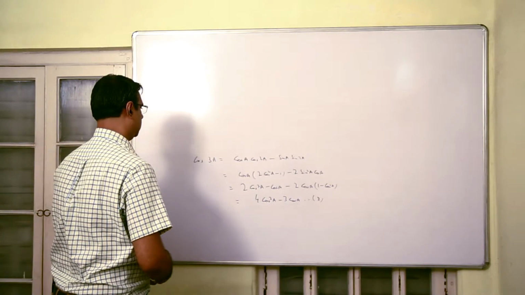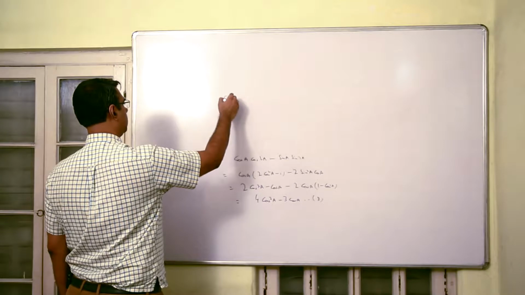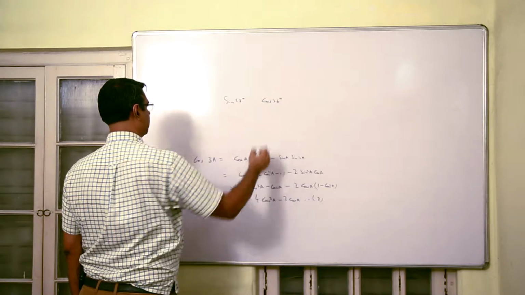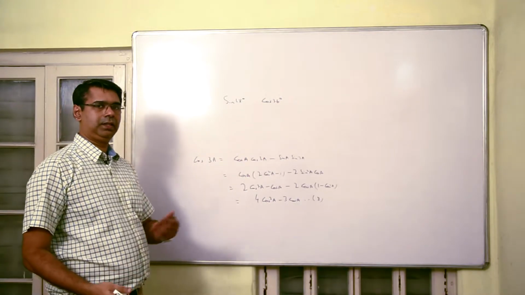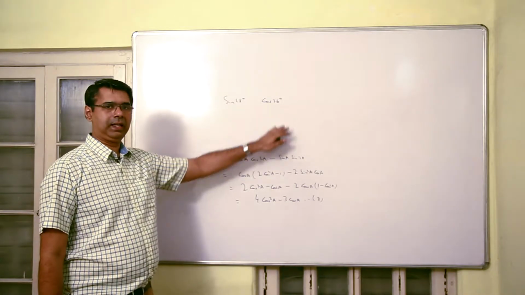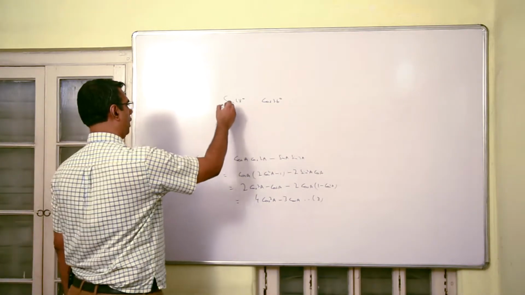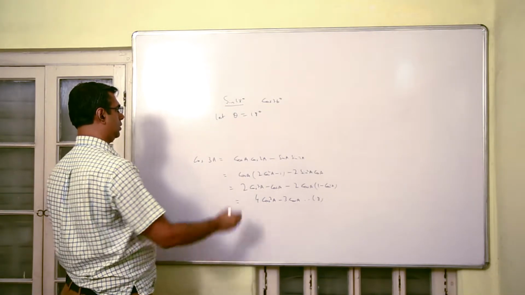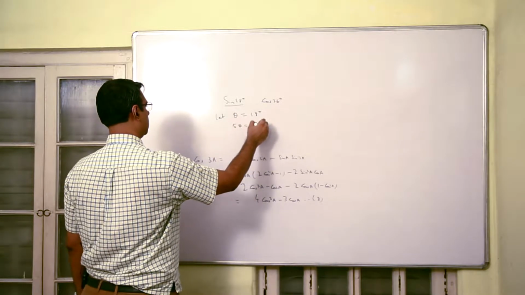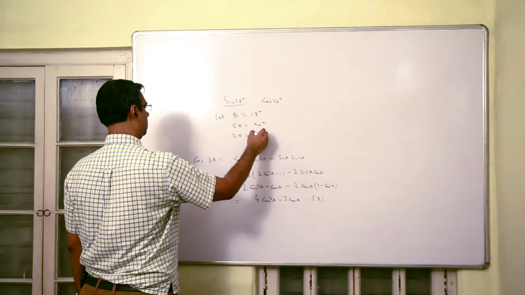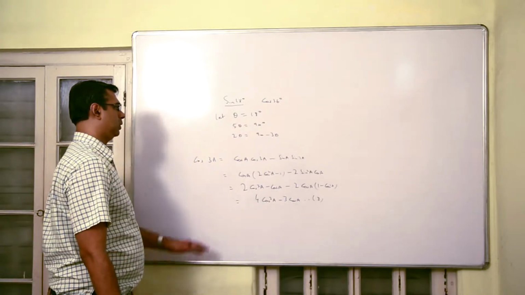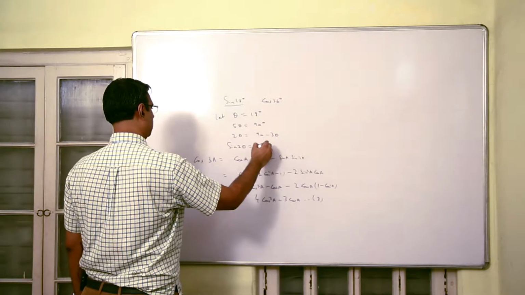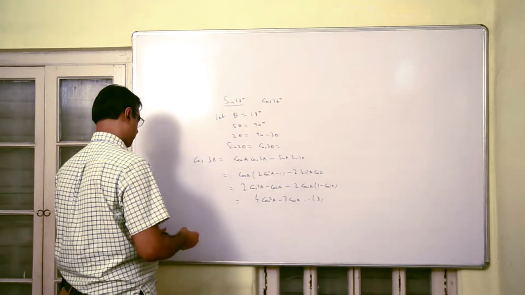Now in this chapter you will learn 2 new ratios, sin 18 degree and cos 36 degree. You are already aware of sin 30, cos 60, etc. Now we will learn sin 18 degree and cos 36 degree. How do you find sin 18 degree? You begin by saying let theta equal to 18 degree. So 5 theta equal to 90. So 2 theta is 90 minus 3 theta. So sin 2 theta is cos 3 theta.